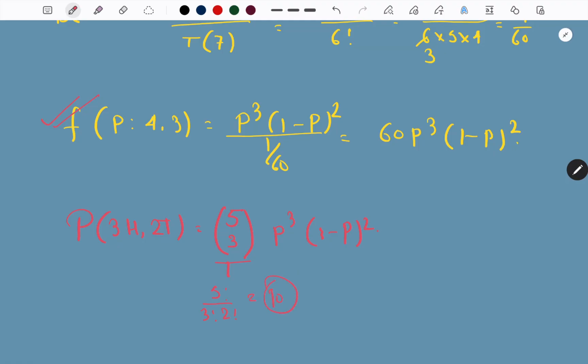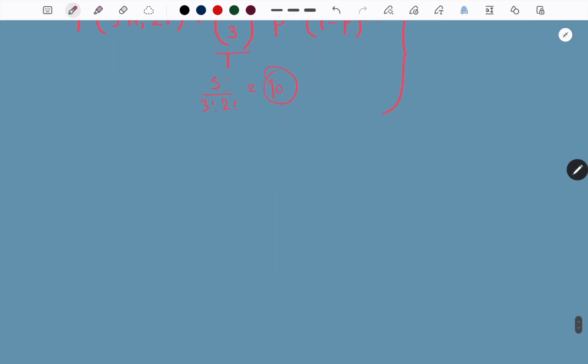Now p is a random variable because the coin is biased. We just need to average the value. So how do we average the value? Of course we will be using integration for it. Finally we'll say the probability of 3 heads and 2 tails can be given by the integral from 0 to 1 of 5C3 p cube (1 minus p) square f(p), which is f(p; 4, 3) dp.